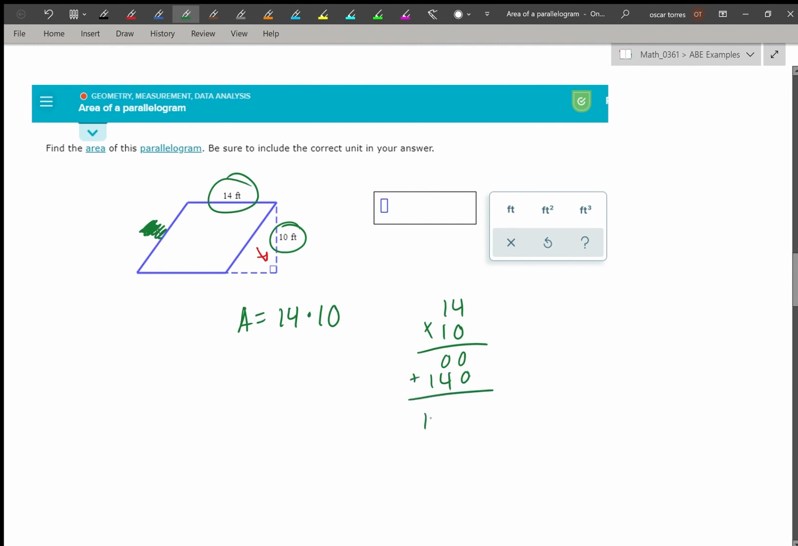we end up getting 140. So my final answer is that my area is equal to 140, not just feet, but feet squared, because we're taking feet and multiplying it by feet.